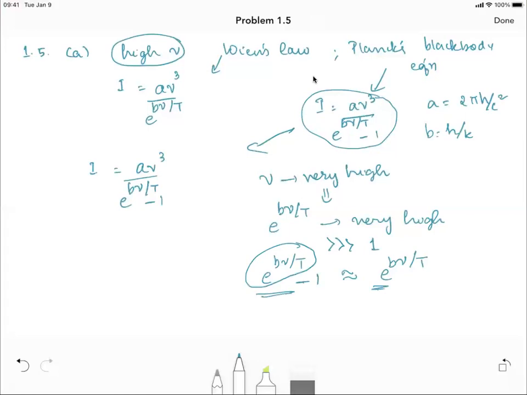Now let's put this in the equation. That gives us I equals a nu cubed divided by e to the b nu by t. And this is exactly Wien's law. So we have proved that at very high frequencies, Planck's blackbody equation can be approximated to give us Wien's law.